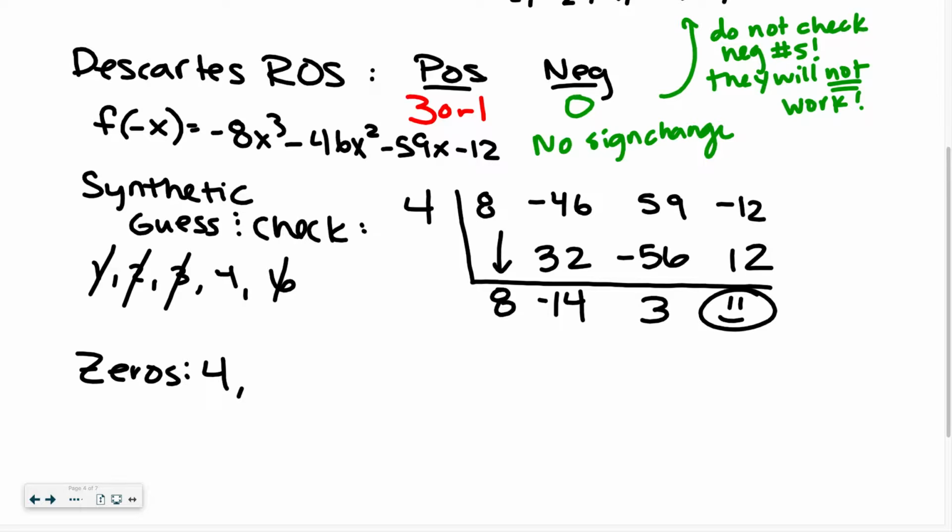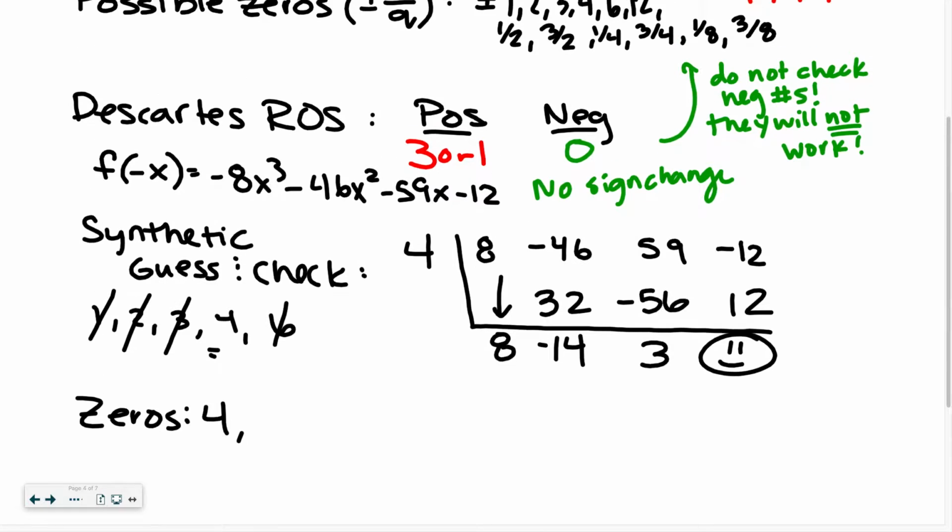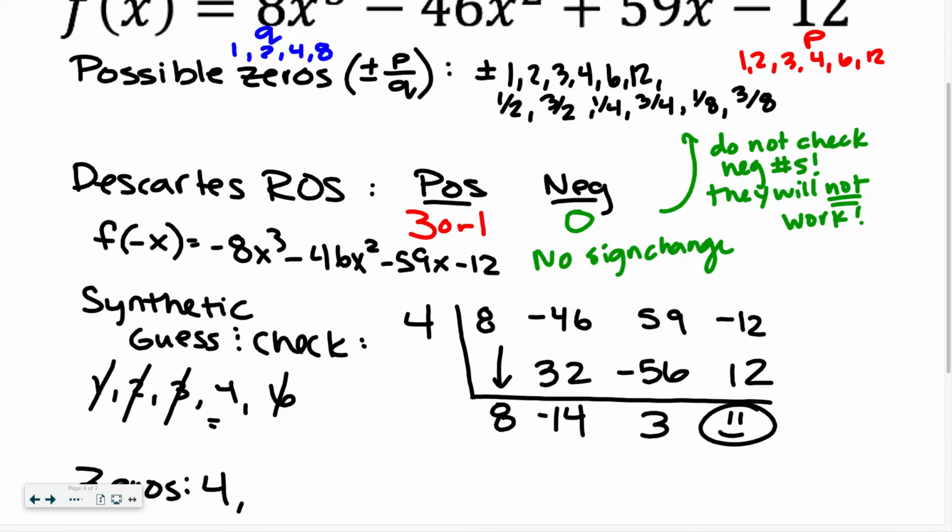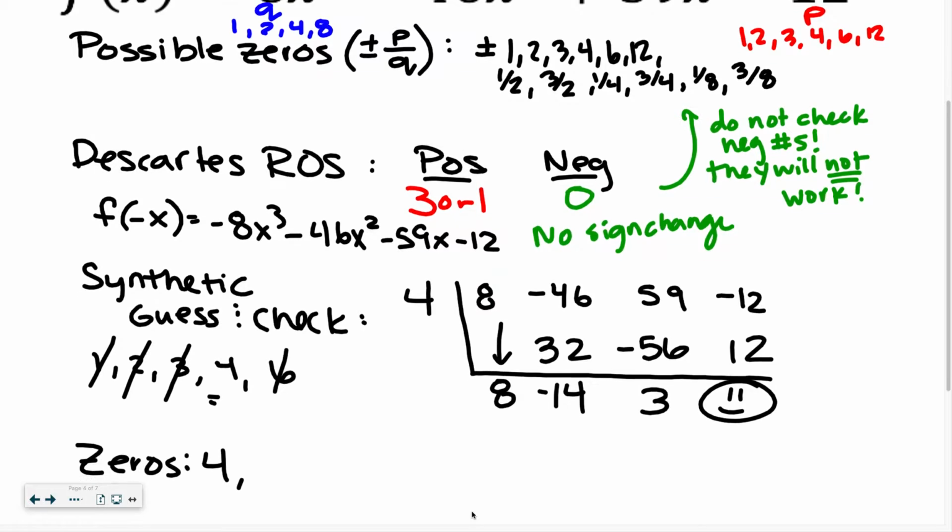So what we could do is continue doing synthetic guess and check, but if you look at where we're at, what do we have left to check from our list of possible zeros? Because we checked 1, 2, 3, 6. Those didn't work. We could check 12, and then we're getting into all of our fractions, which you can check with synthetic. But I would say this.